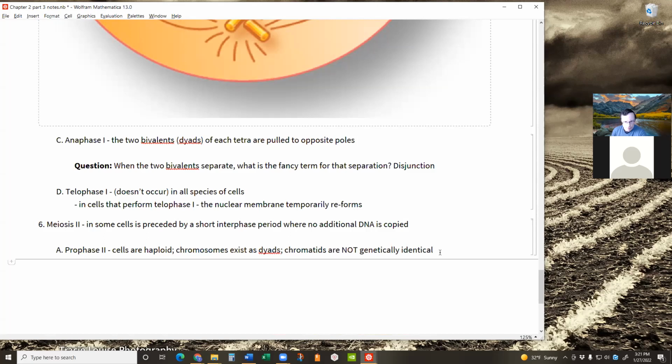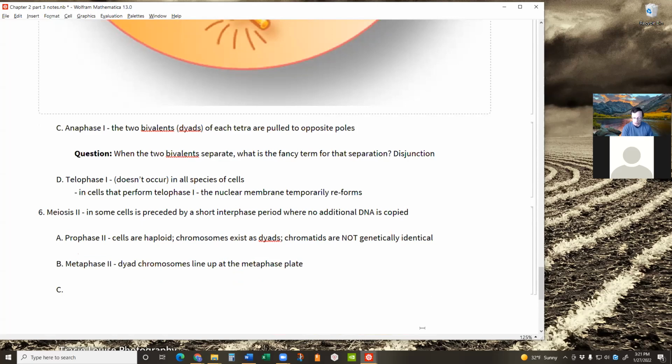That's prophase 2. Metaphase 2. In metaphase 2, the dyad chromosomes, the bivalents, not the tetrads, the dyad chromosomes line up at the metaphase plate. Third stage here, anaphase 2. The sister chromatids of each dyad separate. They get pulled towards the opposite poles of their respective cell.